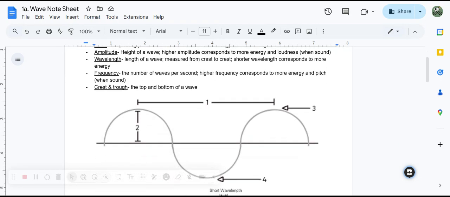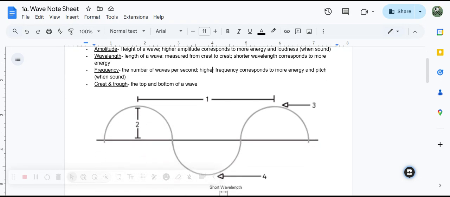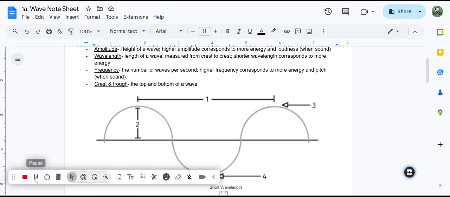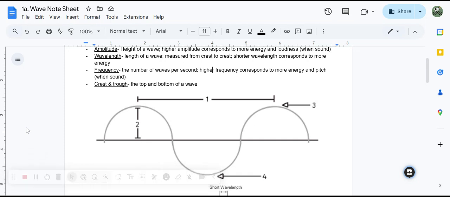So there are different parts to a wave. We have amplitude, wavelength, frequency, the crest, and the trough. The amplitude is the height. It's this number 2, so on your paper, you should label that. That height of the wave corresponds to more energy, meaning a higher height carries more energy. When we're talking about sound, amplitude is basically just turning up the loudness, right? So a higher wave will carry with it more energy. That makes sense when you're at the beach. Taller waves are the ones you want to surf, right?